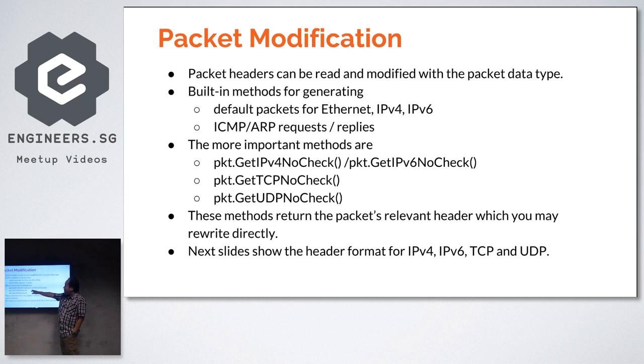So this method will just give you the headers. Once you get the header, you can just modify the header. Once you modify the header, that's it. You just directly update the header and then the packet is just modified. So why no check, right? It just means, because there's two variants. There's either the check variant or the no check variant.